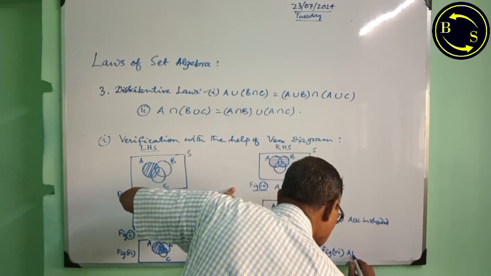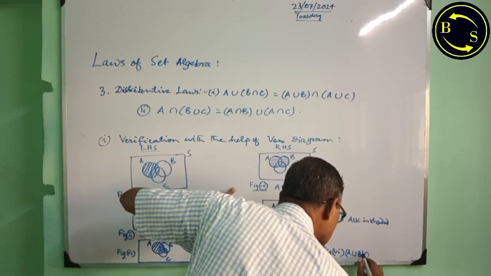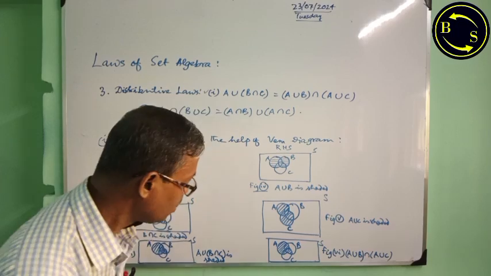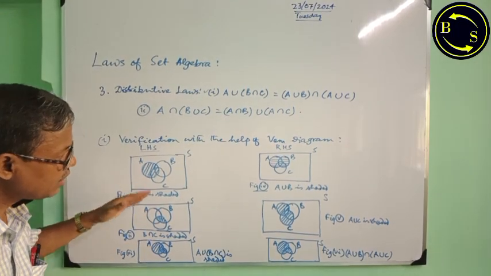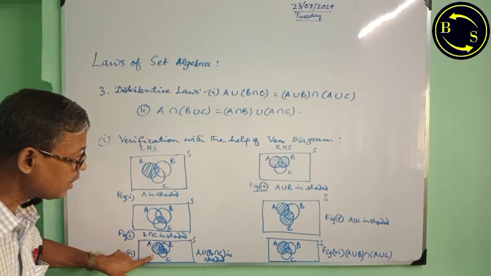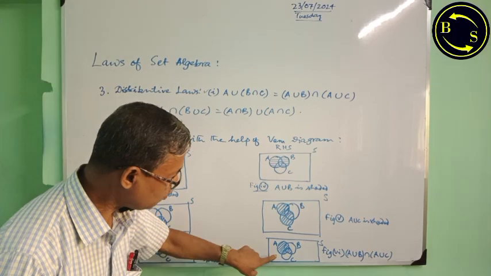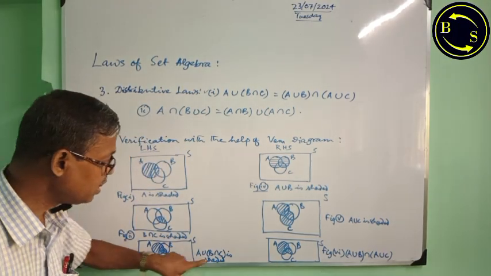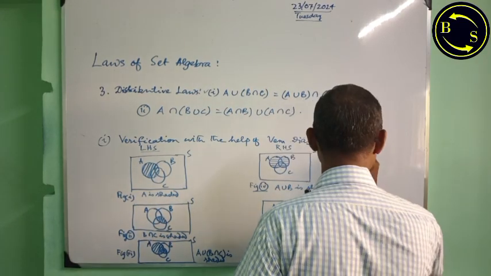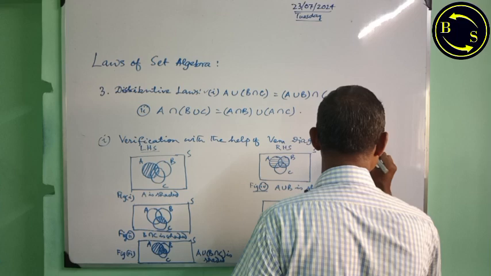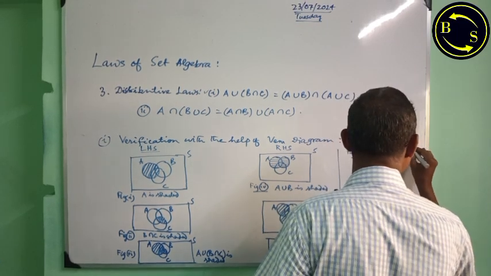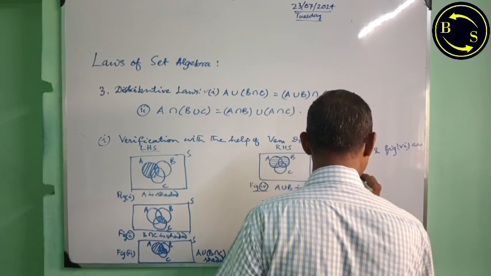A union B intersection A union C. Actually, we have shown step by step. For the left hand part, we have got this final diagram. For the right hand part, we have got this final diagram. What we see, these two are identical. Therefore, the comment will be figure 3 and figure 6 are identical.